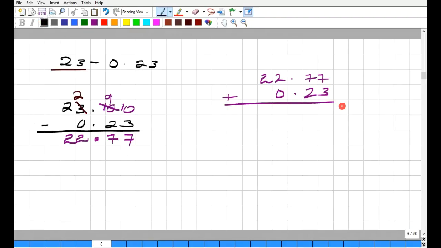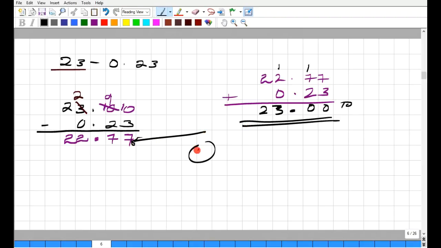7 and 3 would be 10. So I'm going to write 0, carry 1. 1 and 7, 8. 8 and 2 would be 10 again. I'm going to write 0. I'm going to carry 1. 2 and 1 would be 3. Bring our 2 down. Decimal point. So I end up with 23. Okay. So this proves that our answer here is correct.